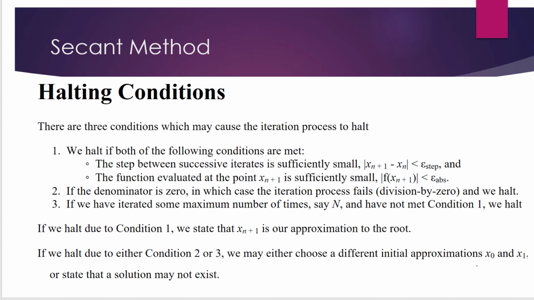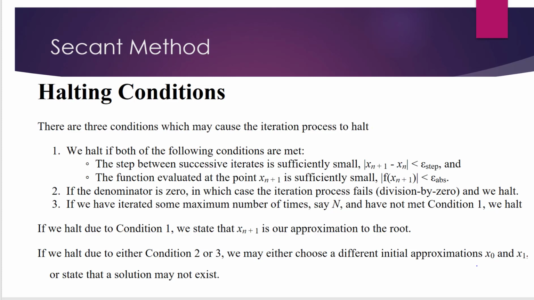So condition B is that the function evaluated at x_{n+1} is sufficiently small. We need to check this because for some functions, the function increases so fast around the root that when we are a little bit away from the root, the value of the function becomes very large, and then it's not safe to say that this point is a good approximation of the root. So that's why we need to check the absolute value of f(x_{n+1}) to make sure that it's small enough so that we can say x_{n+1} is a good approximation of the root.